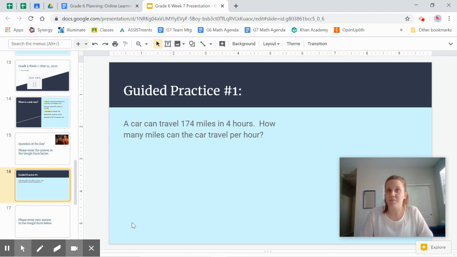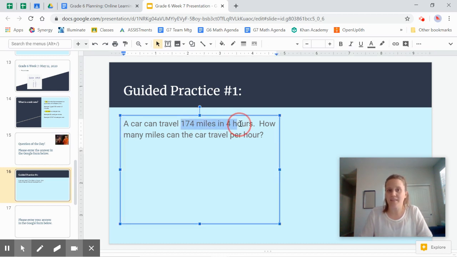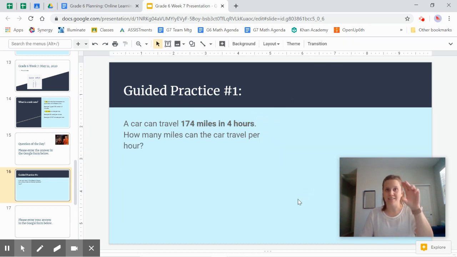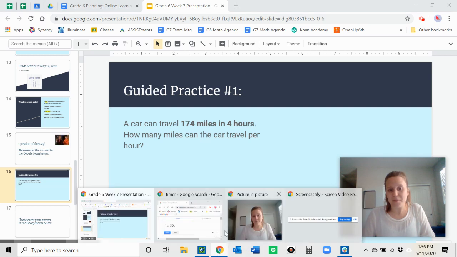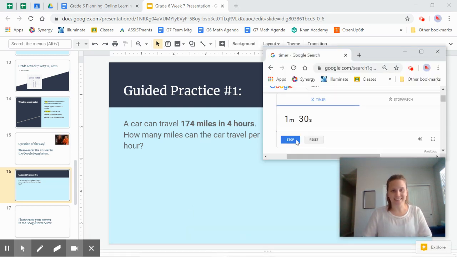As I said before, I love a ratio table for this strategy. The 2 units included in the rate are miles and hours. So that's a great clue for your ratio table, what goes on the top of your ratio table. I'm going to give you a minute and a half to try this one on your own, and then we'll come back together. Go ahead and get started. Think carefully. Look for that word per. That tells you where your 1 goes in your ratio table.